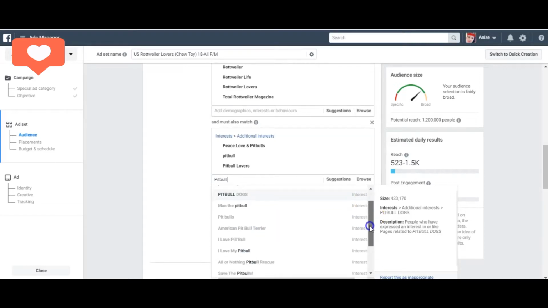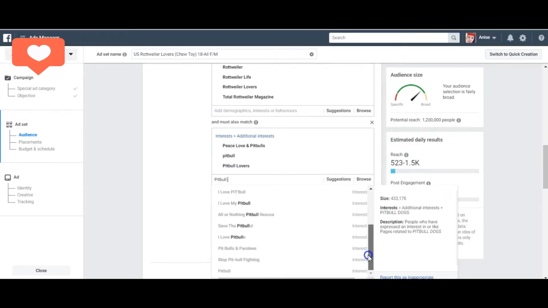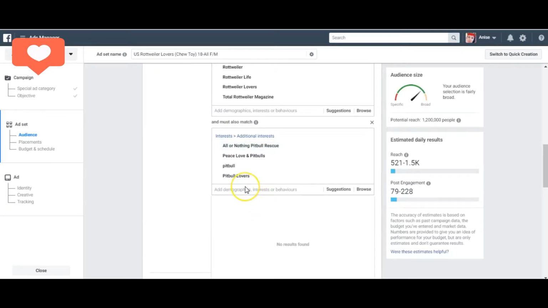I try and stay away from those massive populations because anyone can love a dog but not necessarily own it. So all or nothing rescue, often people who follow those pages are looking to rescue dogs and take them on as pets at home in the long run. But I'd also say, have a look at your potential reach. It's 1.2 million, which is quite a large population of people.